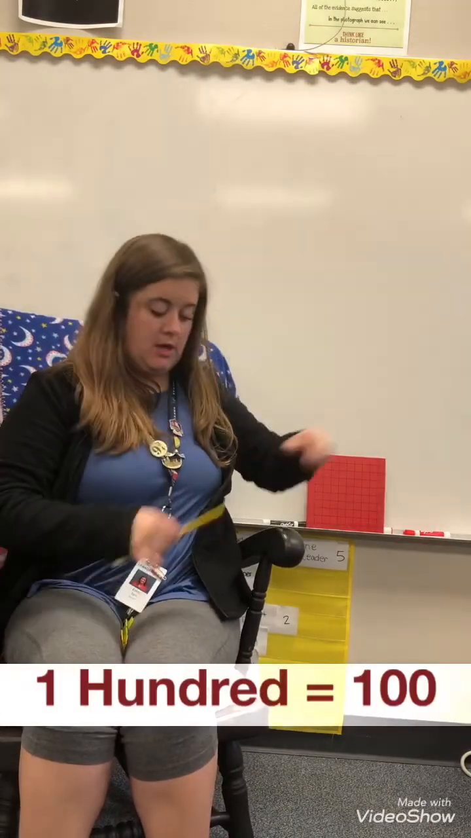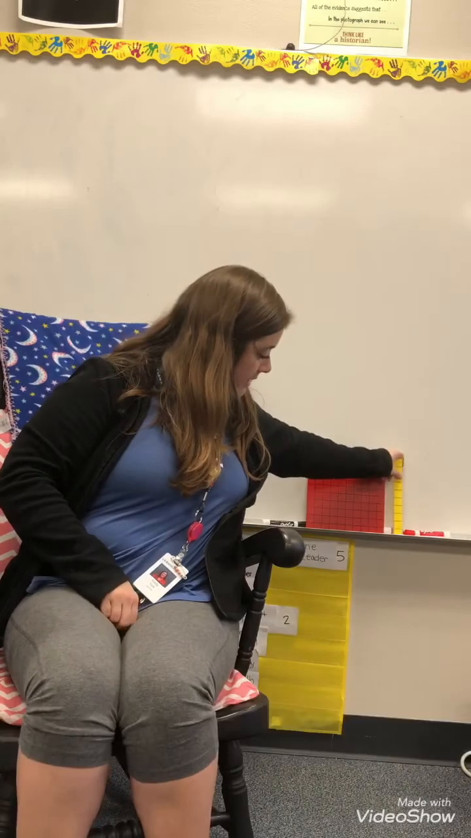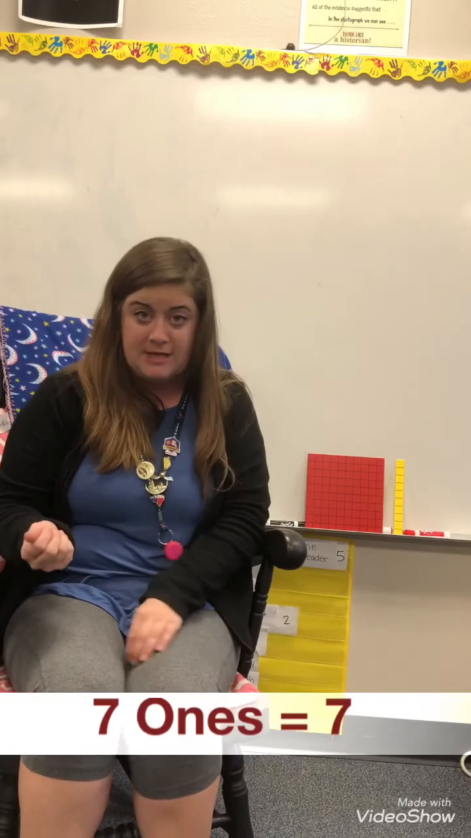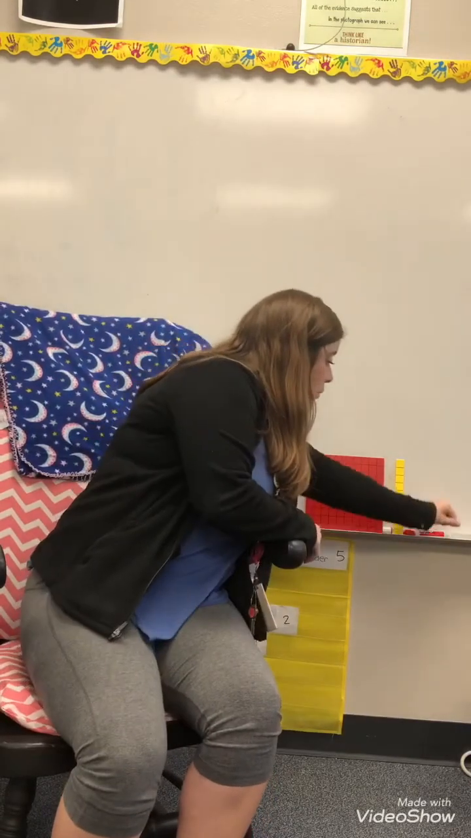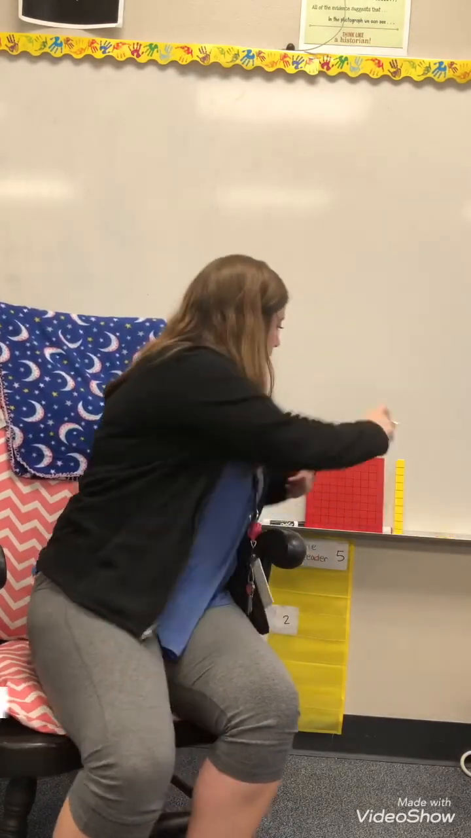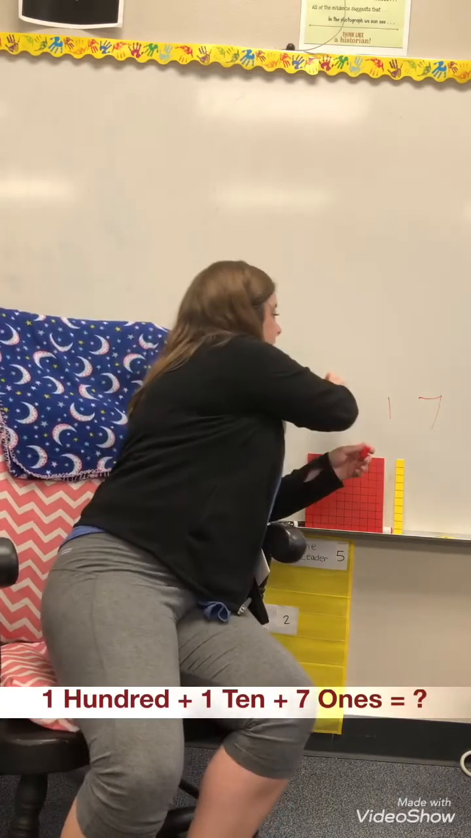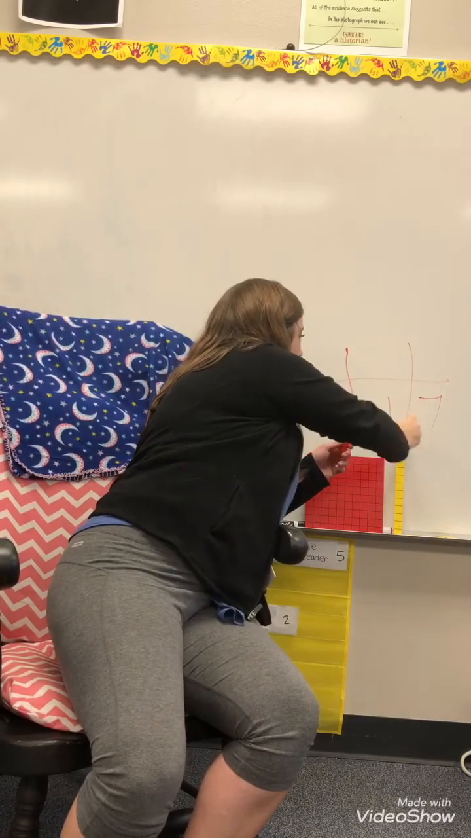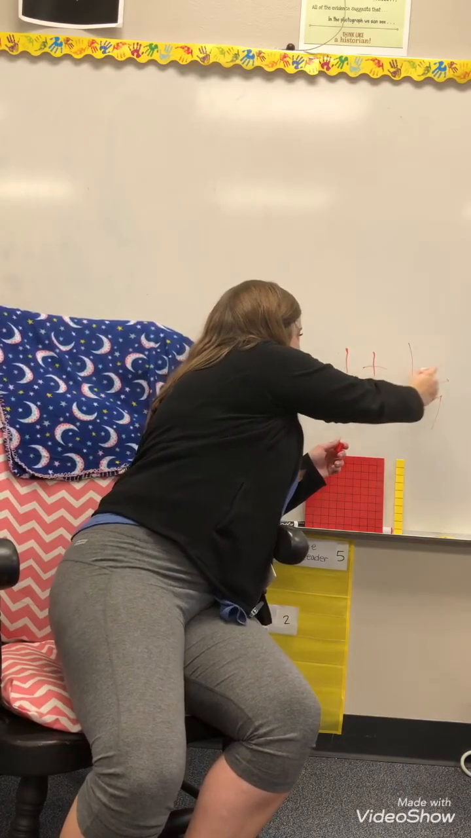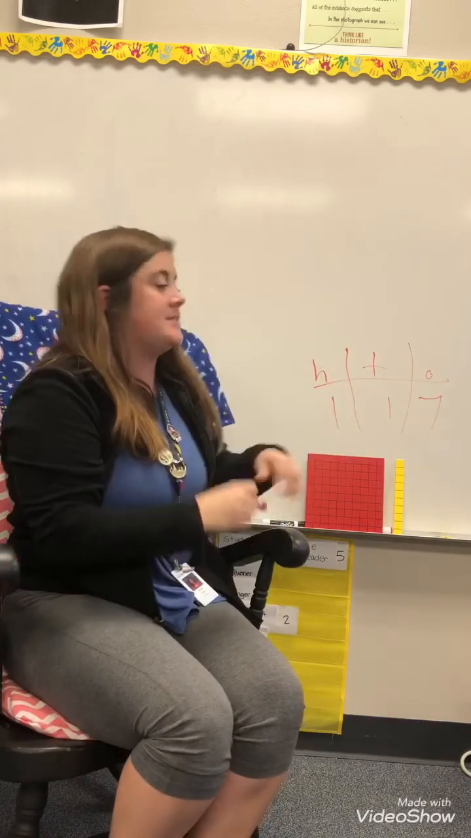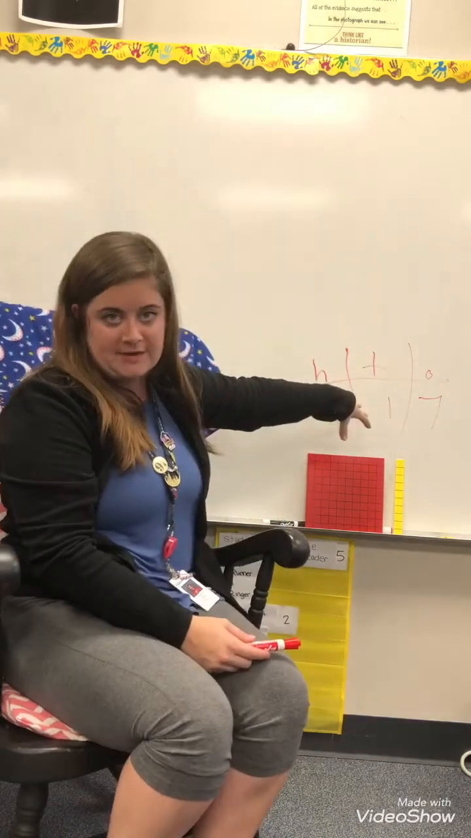So we use sticks, we use those cubes. What's nice is you can see what you've got. So if you have 100 and 10, you're at 110, and then you have 1, 2, 3, 4, 5, 6, 7 ones, then you are at 110 and 7 ones, or 117. You can see where there's the hundreds place, the tens place, and the ones place. You can see how numbers are formed.